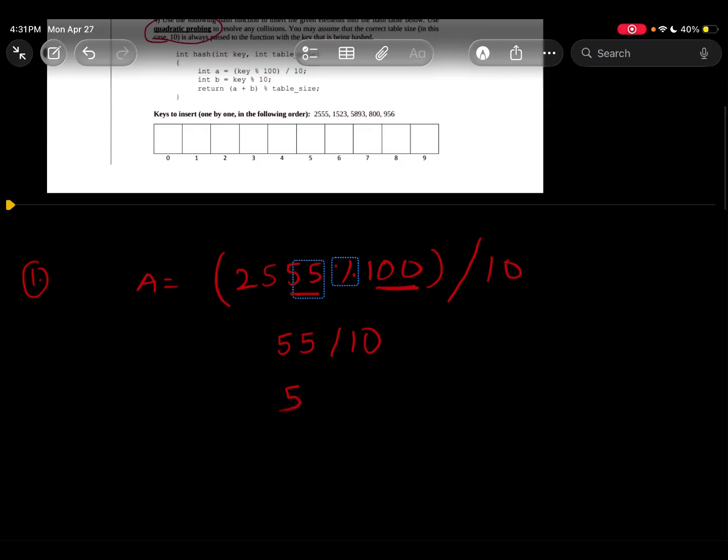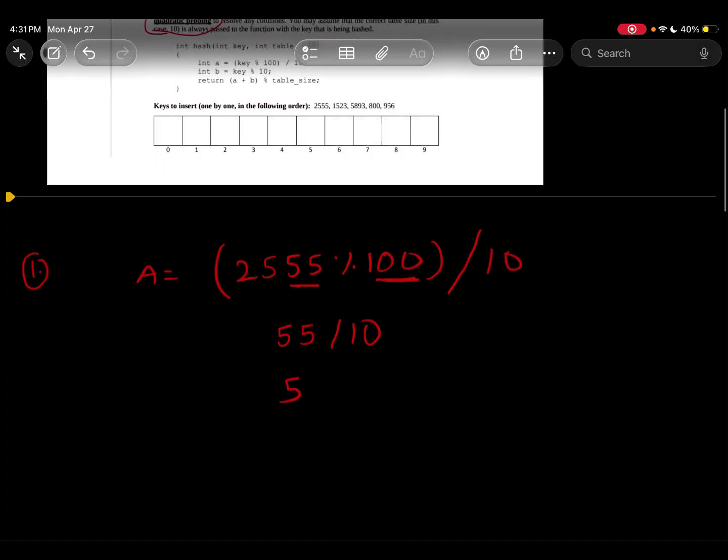For hash tables, the hashing function should always generate an integer value. It cannot generate a floating value or a string, because the index itself of a hash table is an integer. That's the whole idea. Again, this is 5.5, so it becomes 5 because it's integer division. Let's just assume it was 5.9, it also becomes 5, because that is how integer division functions. We always floor the value. So the value of A is 5.